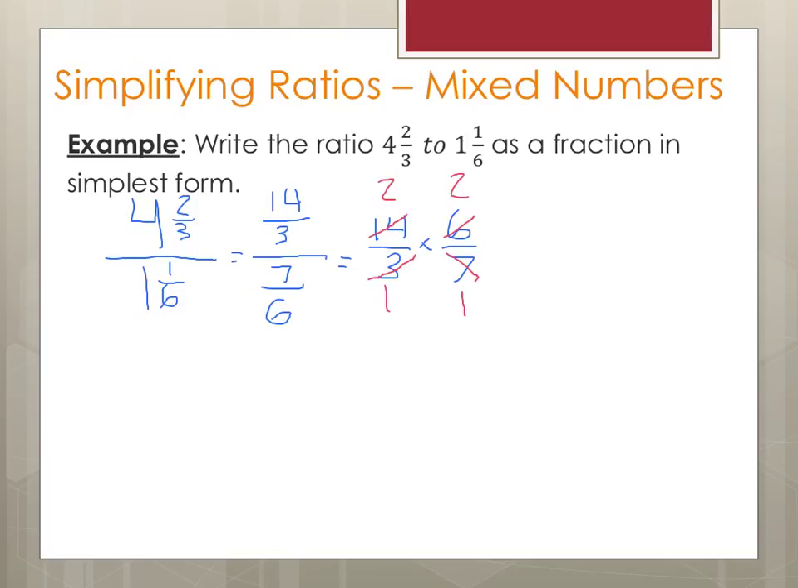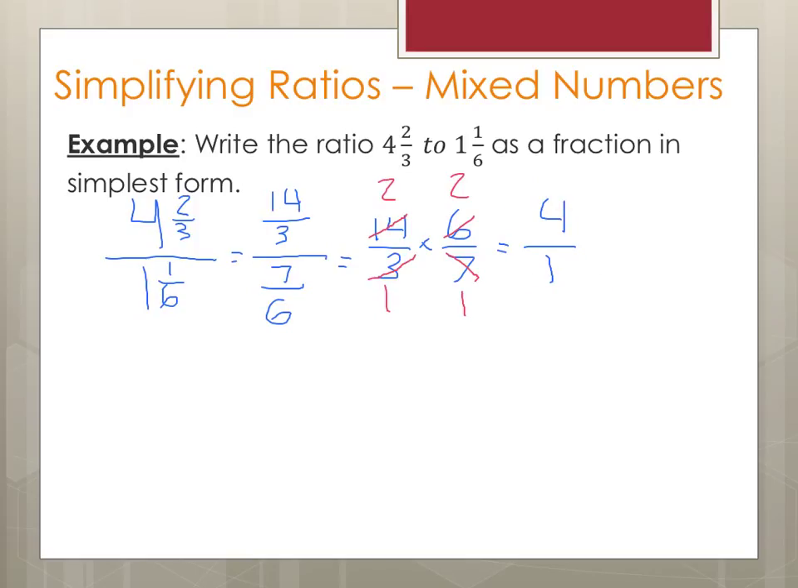Now, I'm going to multiply across the top and then multiply across the bottom. When I multiply across the top, 2 times 2 is going to give me 4. And then when I multiply across the bottom, I'm going to get 1 times 1, or 1. So now I have the ratio of 4 to 1. And I'm going to leave it as a fraction like this.